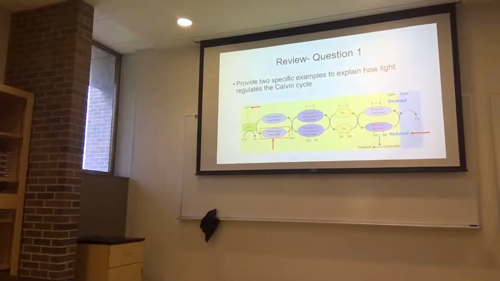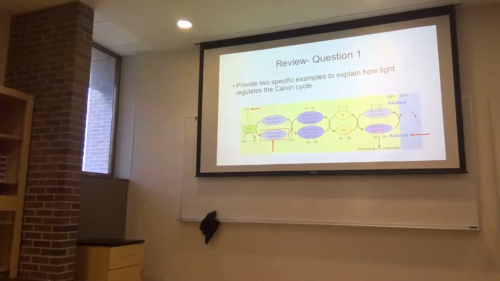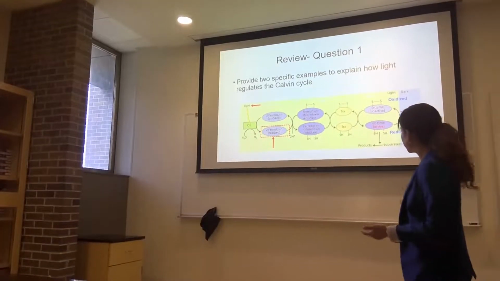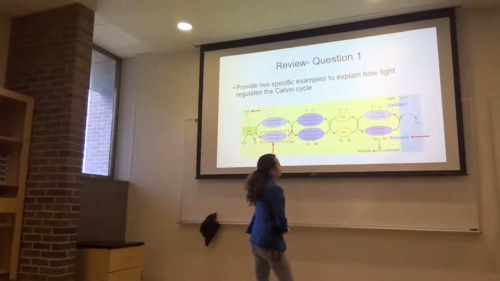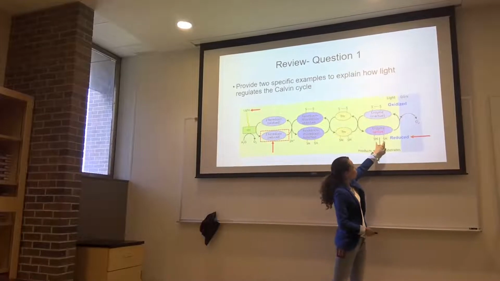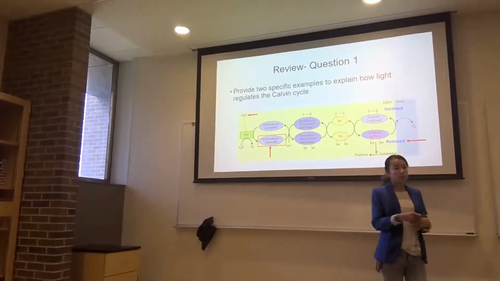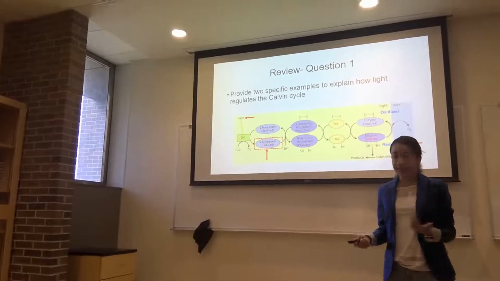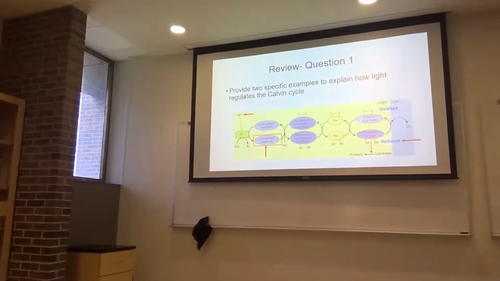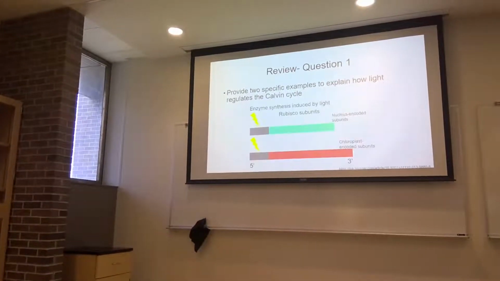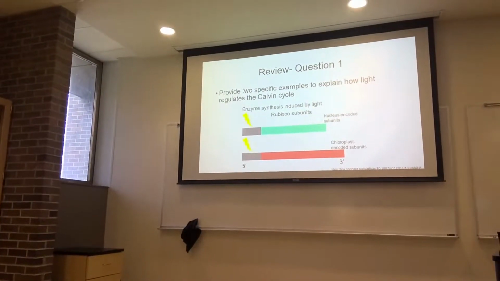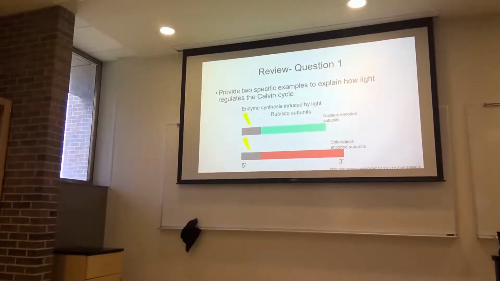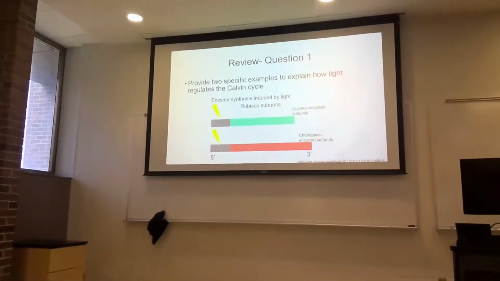Some of the things we talked about: reduced thioredoxin is only produced in the presence of electrons provided by the light reactions to reduce a bunch of enzymes. When they are reduced, you induce a conformational change that activates some of the enzymes. And then also, sometimes light itself is required for synthesis of those enzymes. So light can be involved in different ways.